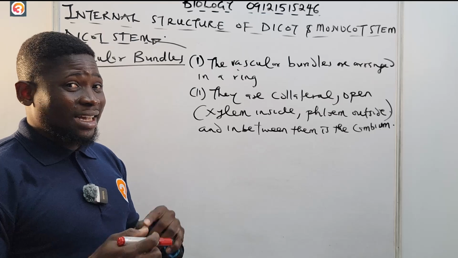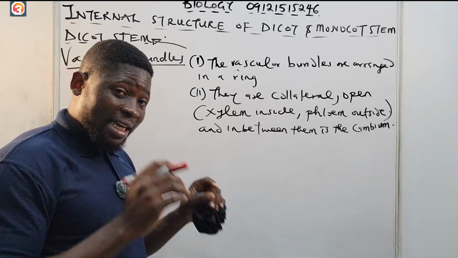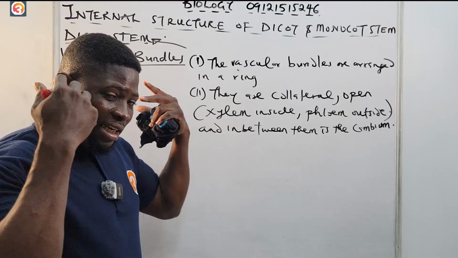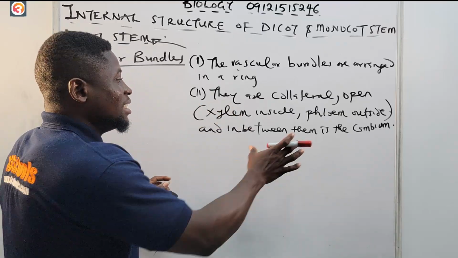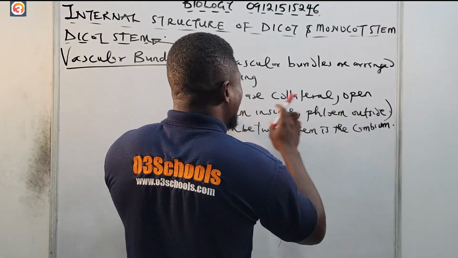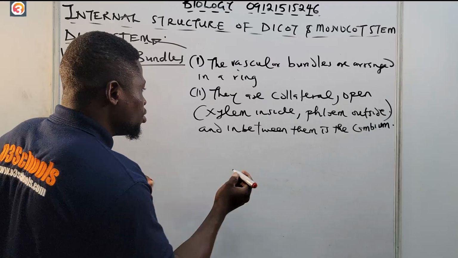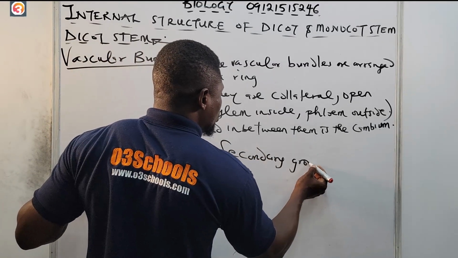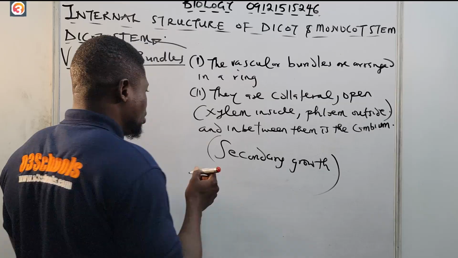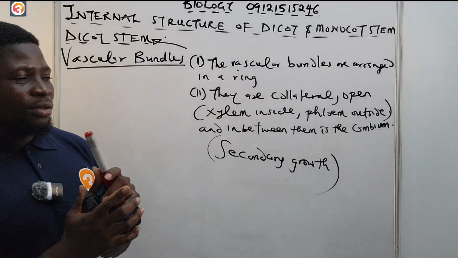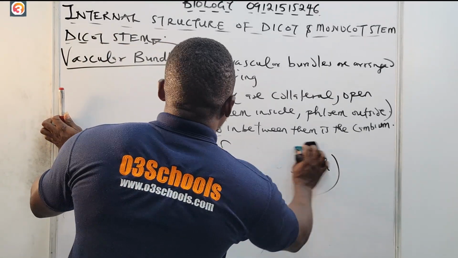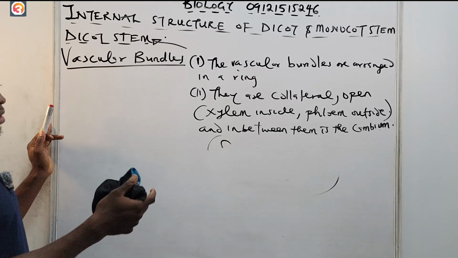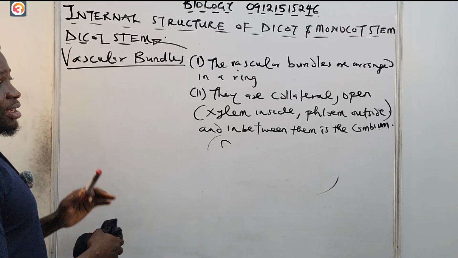You will see this question in your exam, in your past questions. These are questions they want to ask you. The cambium lies between the xylem and the phloem, and it is responsible for secondary growth. Please take note of that. So that is it for the vascular bundle. Secondary growth is possible because of the presence of the cambium.